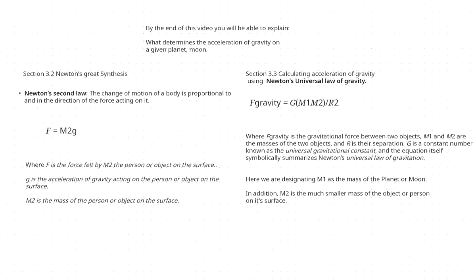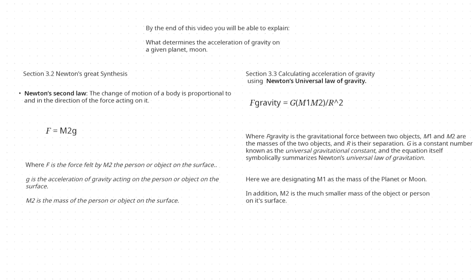So what would R be? Here we have R squared. Let me put that in there, using a little caret to indicate that it's squared. R is going to be the distance between the person, M2, and the center of the planet or moon. Given that, we only need to know the radius of the planet that the person or object is on, and the masses, and given the gravitational constant, we can calculate the force between them.